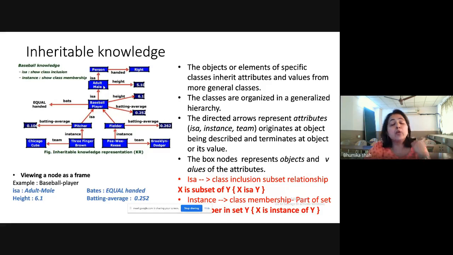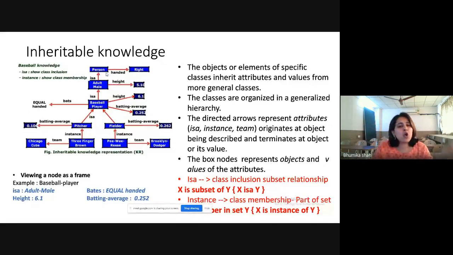Check with adult male. Do you have any weight attribute available? No. So once again, travel the hierarchy. Go to person. Now, interestingly, check over here. Do you have any weight attribute available with person? No. So return false. What does it mean? It means the attribute you are searching for is not available in the hierarchy. So we cannot answer this question.